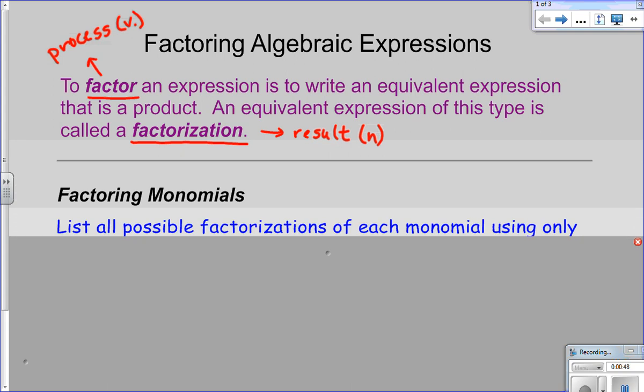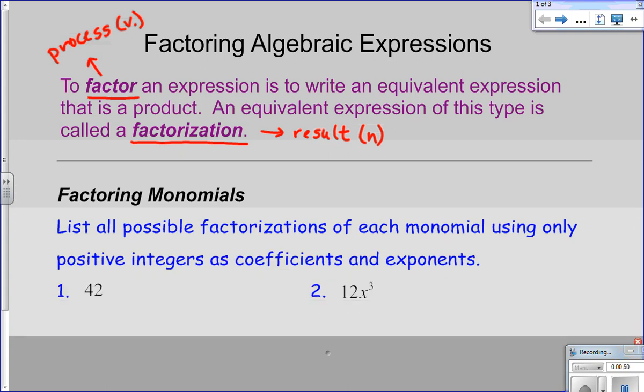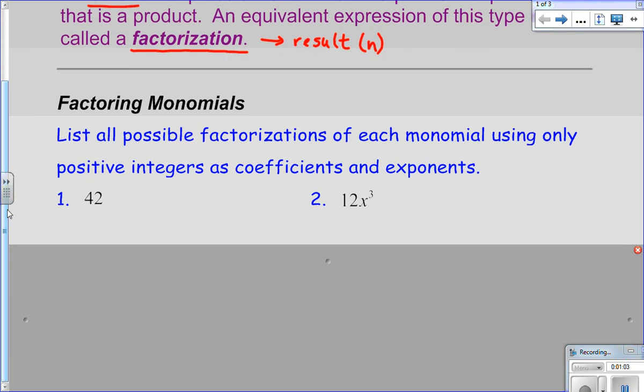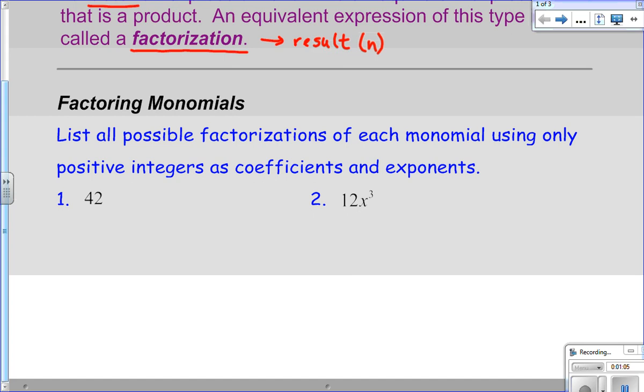So let's look at how to factor monomials. So factoring monomials, to do this you simply list all the possible factorizations of each monomial using only positive integers as both coefficients and exponents. So we'll begin with the monomial 42.